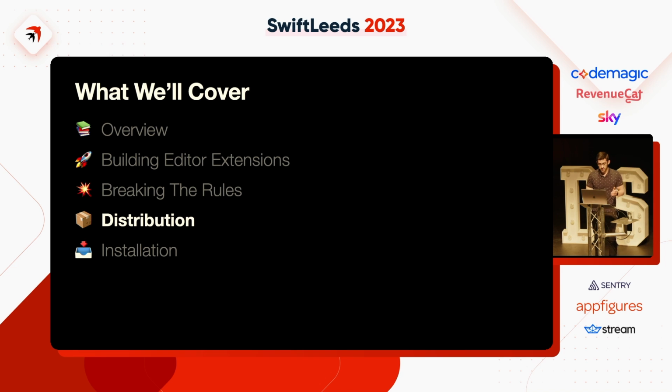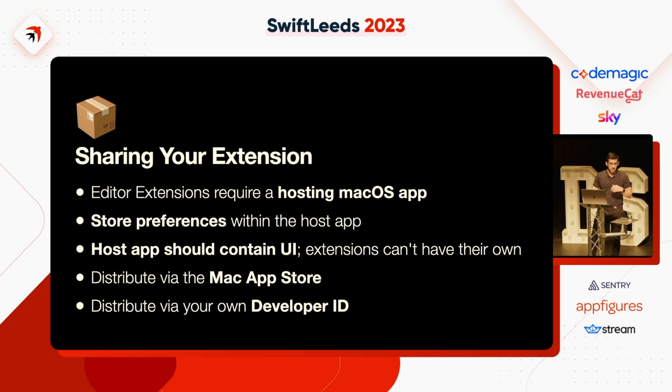Yeah, let's briefly talk about distribution now. Since editor extensions require this host macOS app anyway, that's a great spot to put preferences for your editor extensions. One use case that I've seen in a previous project was someone built an extension that would let you wrap lines that exceed a certain length. And they let you configure what that length is in the host app, because the editor extension can't show a UI of its own, so you have to offload all of that behavior somewhere else. So the host app is a great place to do all that. And in terms of distribution, you can do that via the Mac App Store like you normally would, or you can also self-sign with your own developer ID.